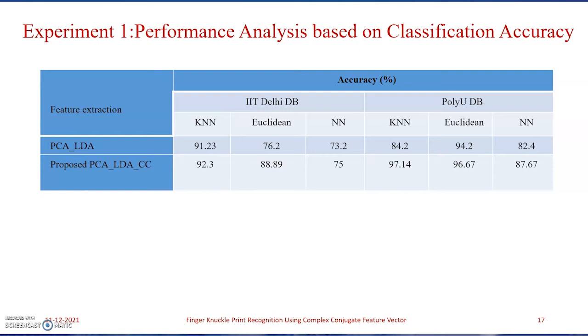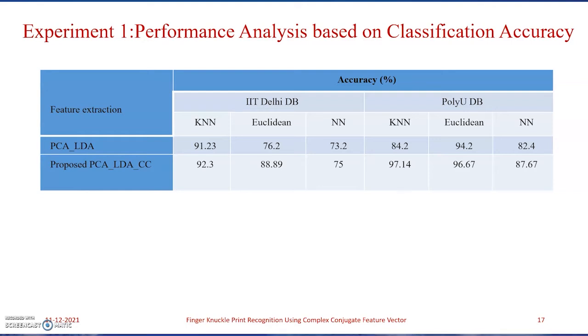Finally, the result analysis. The primary goal of this experimental investigation is to determine the significance of single finger dorsal surface patterns in the biometric authentication process. The experimental study determined the efficiency of the proposed PCA-LDA complex conjugation based on three classifiers, KNN, Euclidean, and neural network, which are implemented on two datasets, IIT and PolyU.